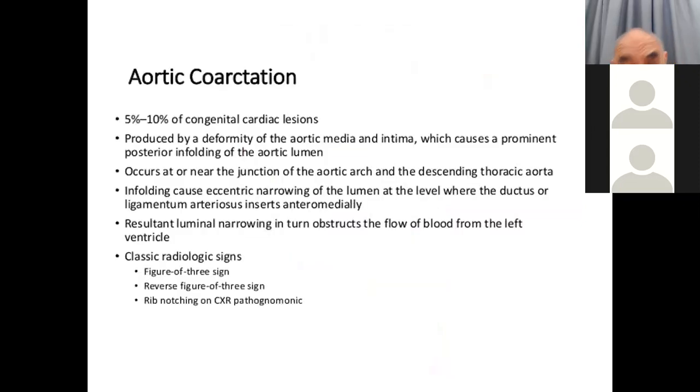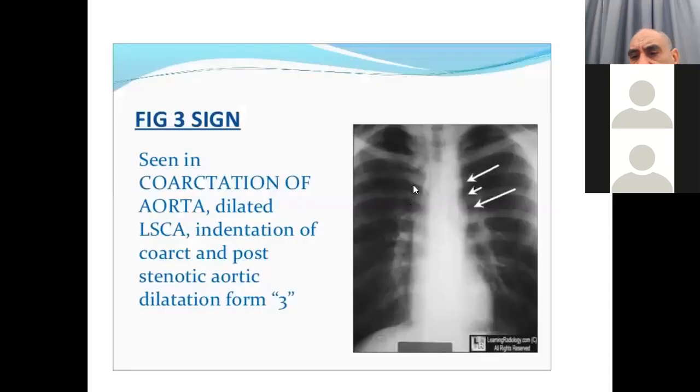So aortic coarctation is found in up to 10% of all congenital cardiac disease, and usually the patient can present with upper body hypertension and fatigability. The classic radiographic signs could include figure of 3 or reverse figure of 3 and rib notching. Rib notching will not develop early, it will develop after 10 years at least because of the collateral enlargement, and there will be rib notching on the inferior surface of the rib. This is the figure of 3 due to coarctation on this X-ray.